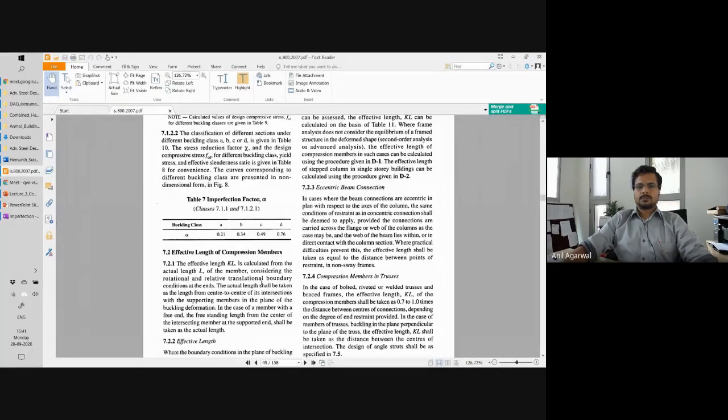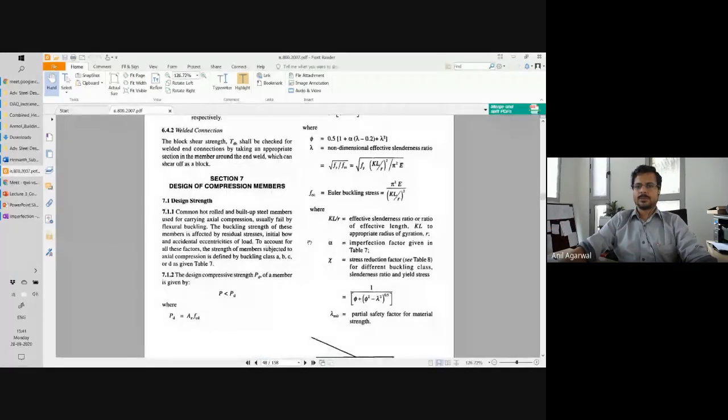Otherwise, why would it matter whether the residual... if it was only imperfection, then residual stress, then the thickness should not have been accounted for. If it was only residual stress, then the axis of buckling did not matter. But it plays both ways.